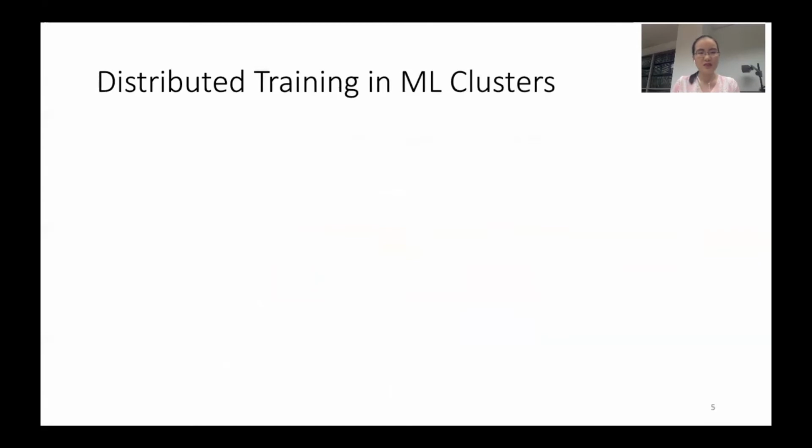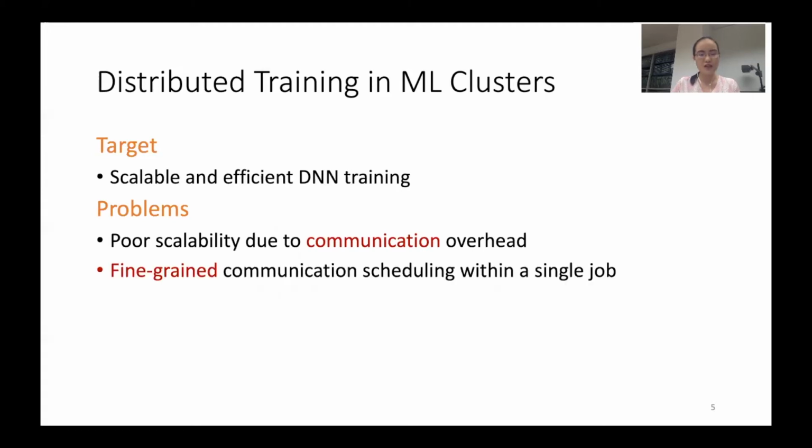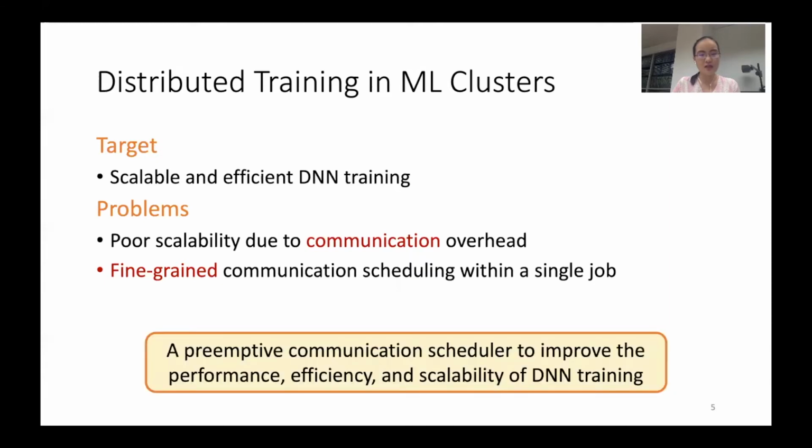In the distributed training for machine learning clusters, one fundamental challenge is how to ensure scalable and efficient DNN training. In the existing clusters, the scalability is usually poor because of the communication overhead. To mitigate the communication overhead, we need to consider fine-grained communication scheduling within a single job. And we want to propose a preemptive communication scheduler to improve the performance, efficiency, and scalability of DNN training.